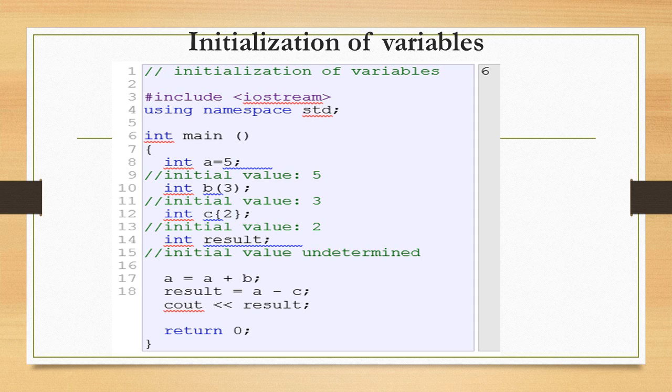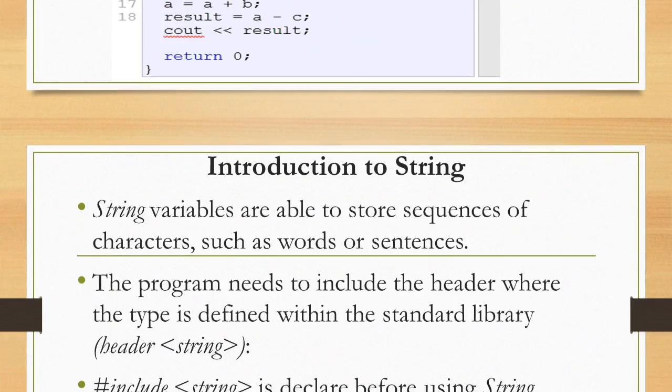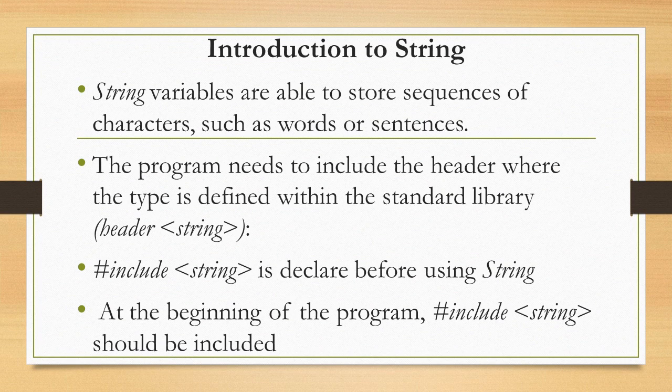Now you look at it, a equal to a plus b. The initial value of our a is 5, then the value of b, you can see, is 3. So it's going to be 5 plus 3, that's 8. Our a now is 8, then result equal to a minus c. Our a is 8, c is 2, so it's going to be 8 minus 2, and the result is assigned to the variable result. Now cout result. The final result is going to be 6. It's just 8 minus 2, which is 6. Get it right?